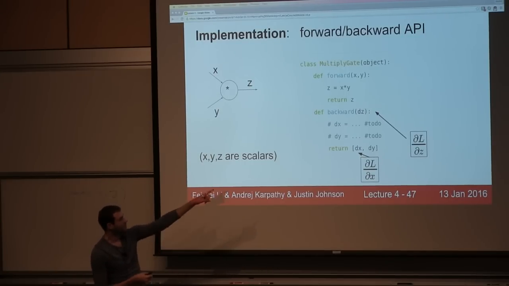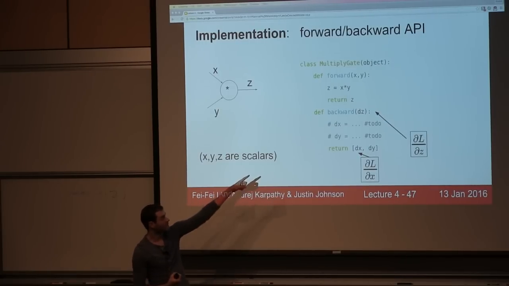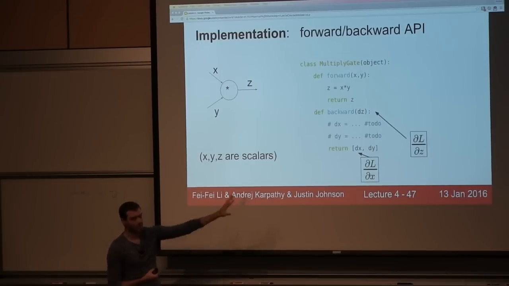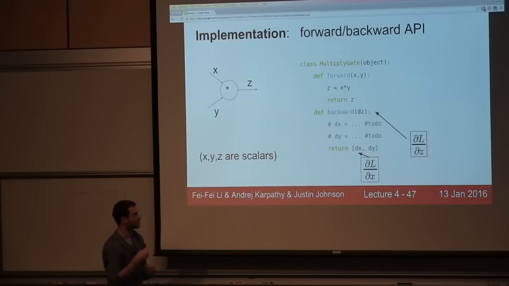In a forward pass, we just compute whatever. In a backward pass, we eventually end up learning about what is our gradient on the final loss. So dL by dz is what we learn. That's represented in this variable dz. And right now, everything here is just scalars. So x, y, z are numbers here. dz is also a number telling you the influence on the end of the circuit.